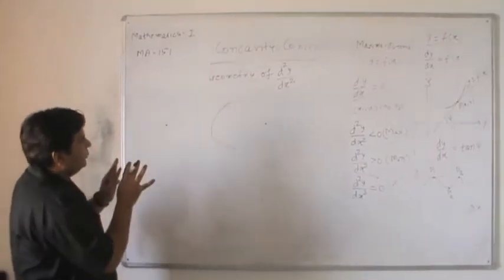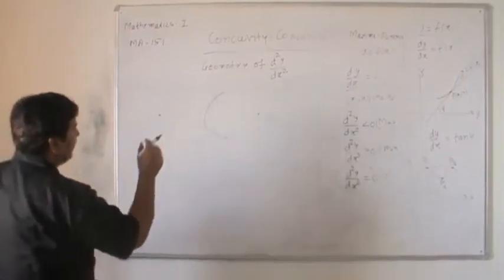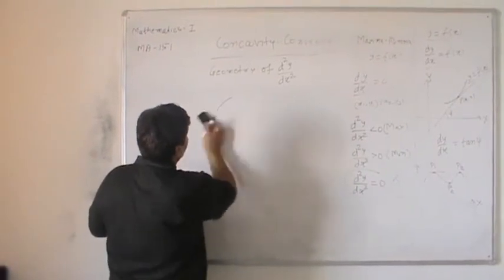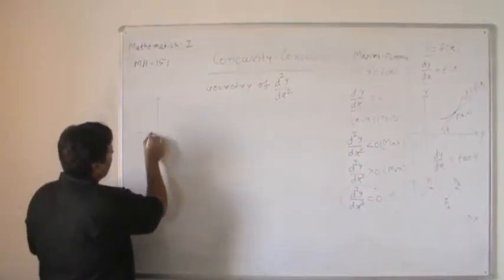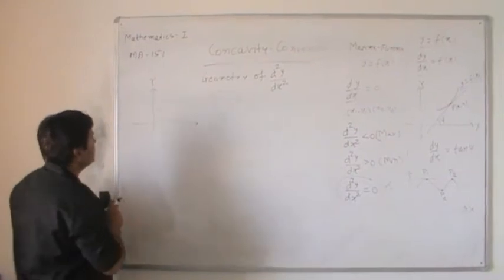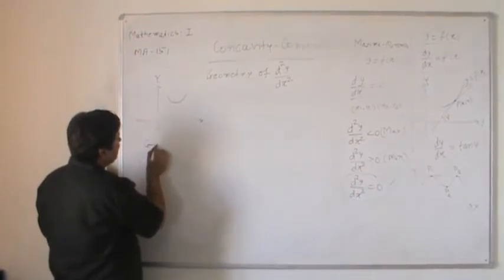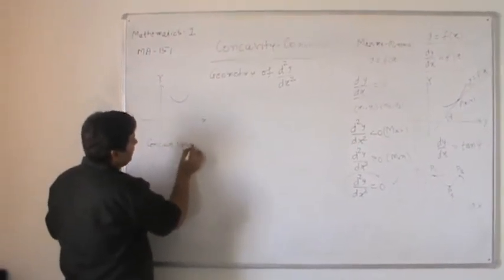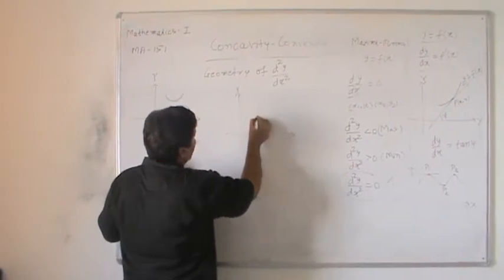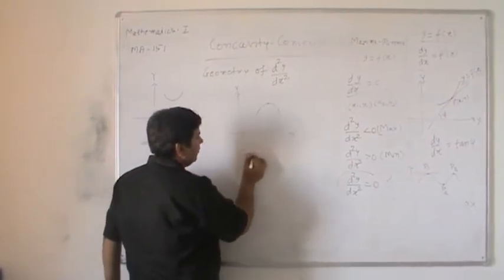So what we do is fix our observer by using our reference frame. And instead of just saying concavity and convexity, we will discuss concavity and convexity in the direction of the y-axis. So if we have a curve of this type, then we will say that this curve is concave upward. And if we have this type of situation, then we will say that our curve is concave downward.